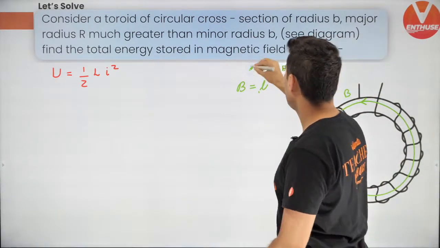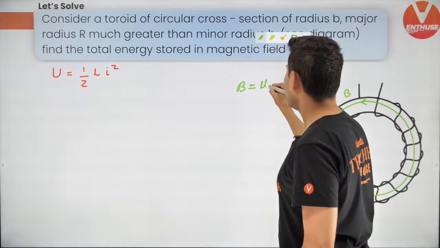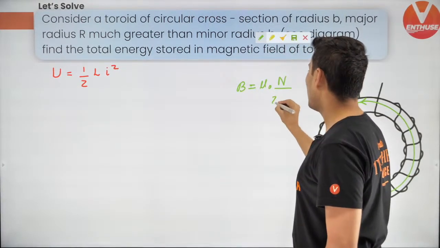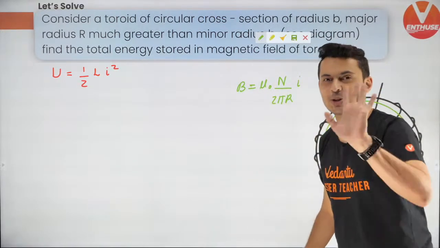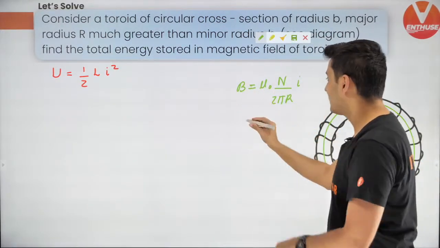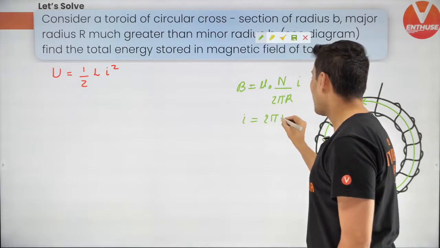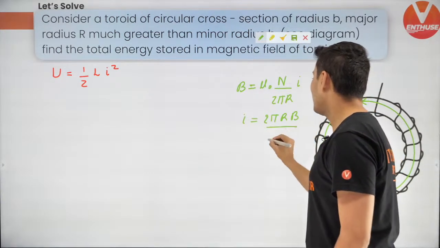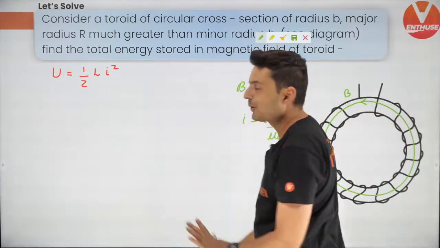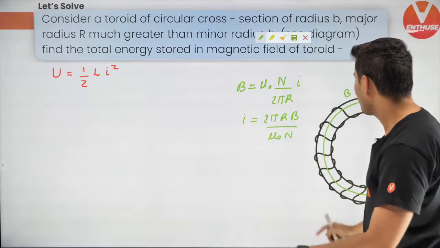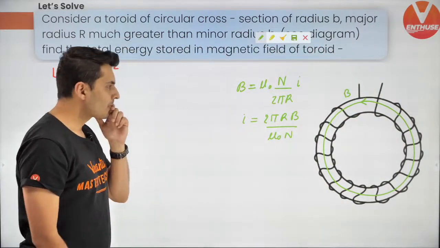It is nothing but mu naught number of turns by the total circumference into the current. This is something which you should know. Now from this, I also know the value of current. Current is 2 pi RB divided by mu naught into N. So I know the value of current, which I can substitute over here. Great. Now to find the inductance, this is what we'll do.